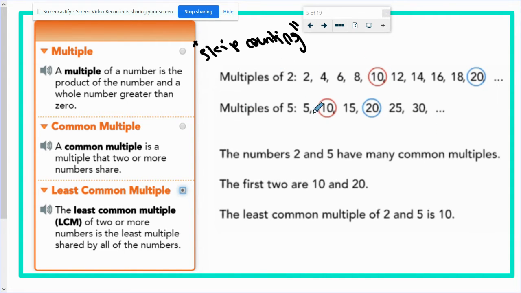Multiples of 5, we would count by fives: 5, 10, 15, 20, and so on. As you guys can see, there are numbers in this list that match for both 2 and 5. We have 10 and we have 20. Those are common multiples. The least common multiple is the first one that you see, in this case, which would be 10. You may have had to use this in the past when you're adding fractions and you need to have a common denominator. You might have heard this be called LCD, least common denominator.